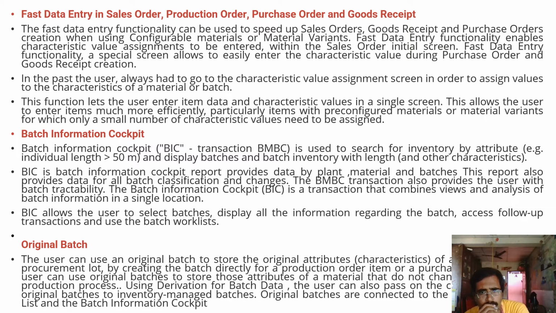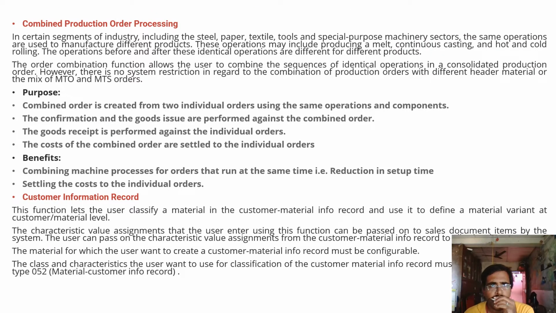Original batches are connected to the batch where-used list and the batch information cockpit, right? So this will be used for tracking the origin or original batch information. And next we are moving to combined production order processing. Okay, it's one of the unique characteristics of the mill industry.